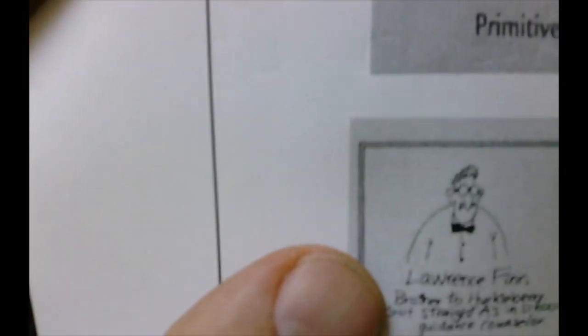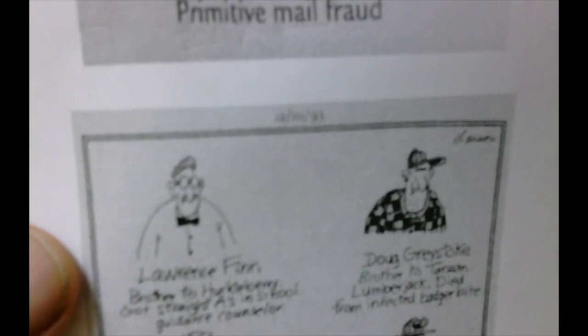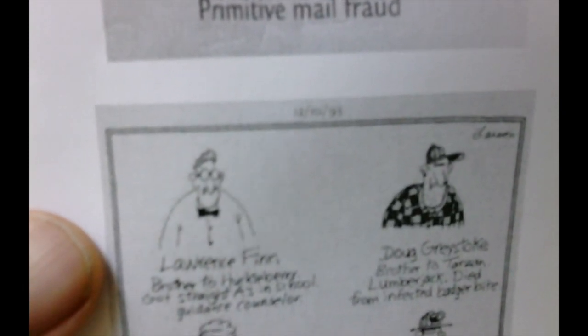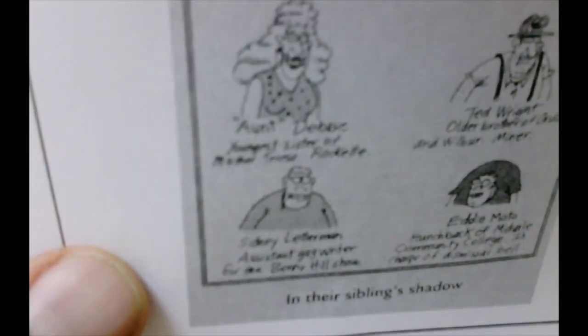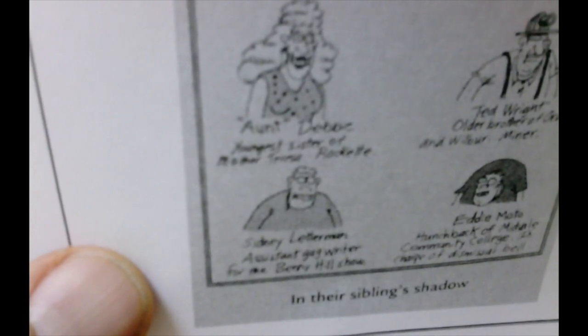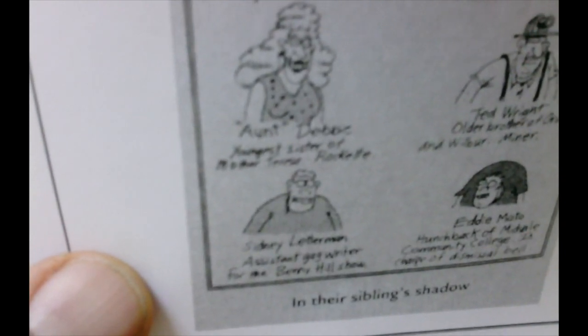Now the other joke I want to show, but it's just not very clear. This is Lawrence Finn, brother to Huckleberry, got straight A's in school and was a guidance counselor. This is Doug Greystroke, brother to Tarzan. He's a lumberjack, died from an infected badger bite. This is Aunt Debbie. She was youngest sister of Mother Teresa. She was a Rockette.